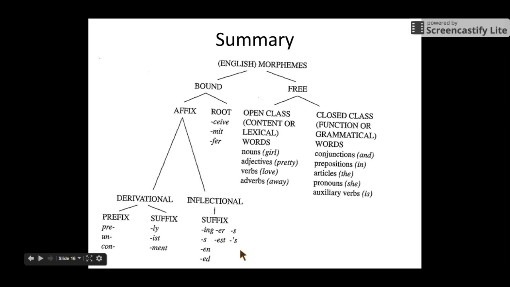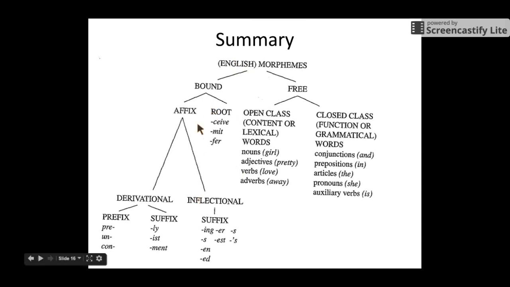But in other languages, this may not be the case. We can have an inflectional prefix as well. But this is just an example of English morphemes.